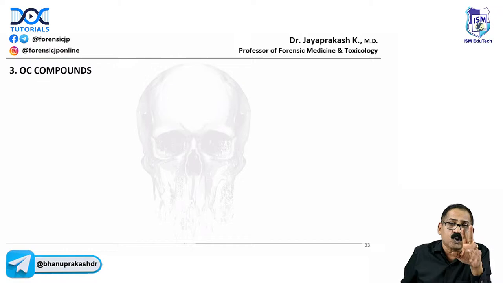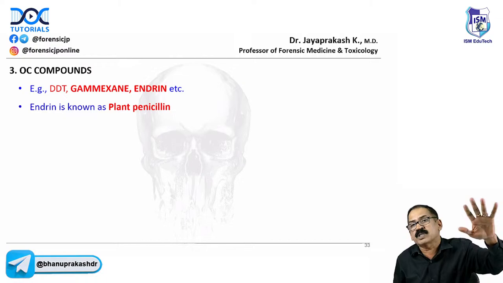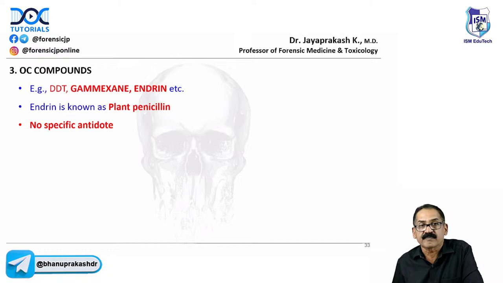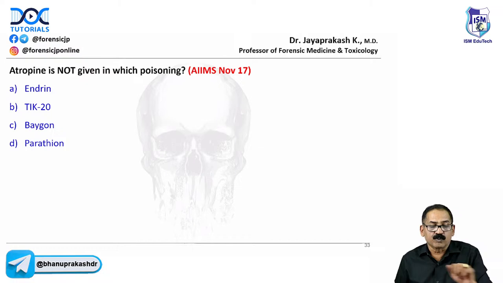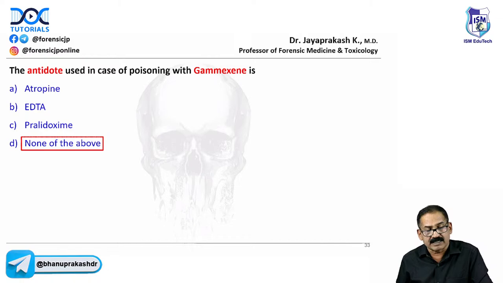Number three, organochlorine compounds. The most important trade names to remember are gamaxane and endrin. DDT is outdated now. Endrin is known as plant penicillin because it is widely used all over the world as pesticide. No specific antidote. Atropine is not given in which poisoning? Endrin. The antidote used in case of poisoning with gamaxane is none of the above. There is no antidote.